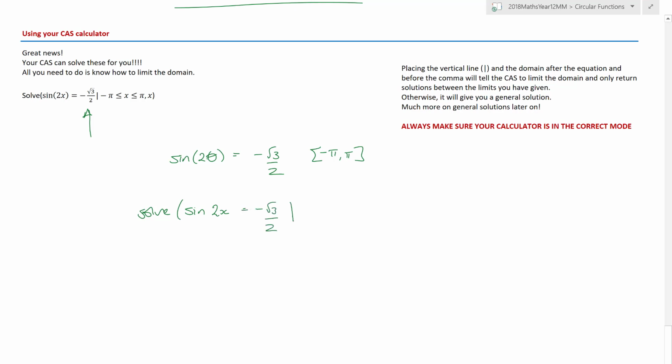Now, you then do a vertical line and you limit the domain. So you tell the calculator you want to go from minus pi to pi, then your normal comma, and then say solve for x. And when you press equals, no word of a lie, all of your solutions drop out. Now, I know that's true of a Casio ClassPad. I'm sure that must be true of the TI-Nspire, although with the TI-Nspire, I'm not 100% sure whether you have to put that somewhere else. I can't remember off the top of my head.